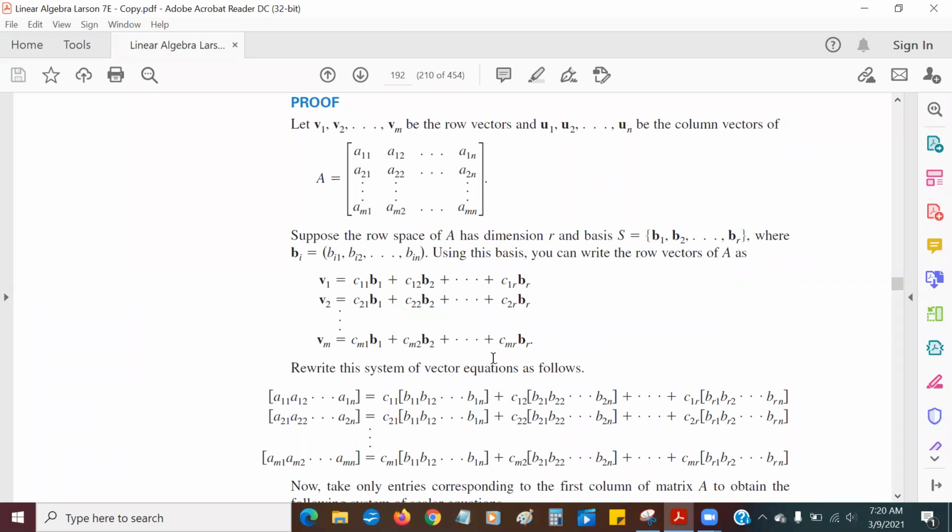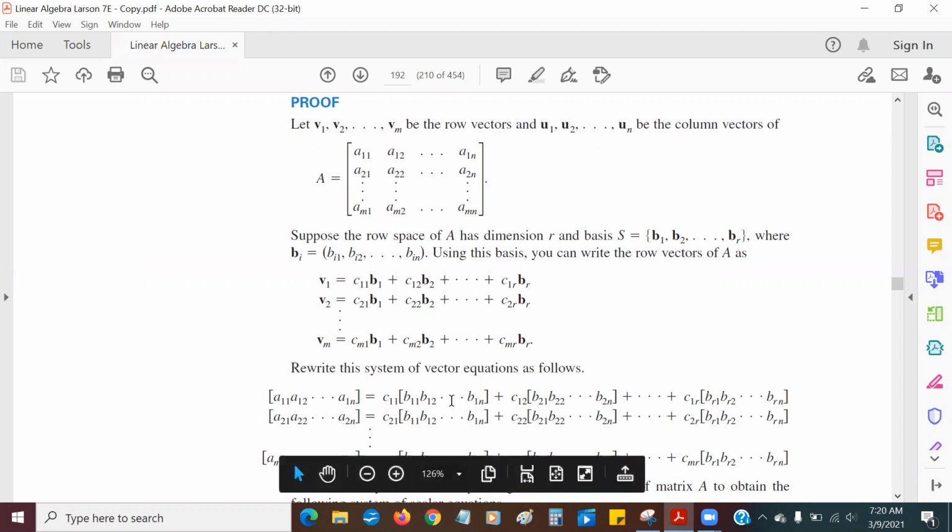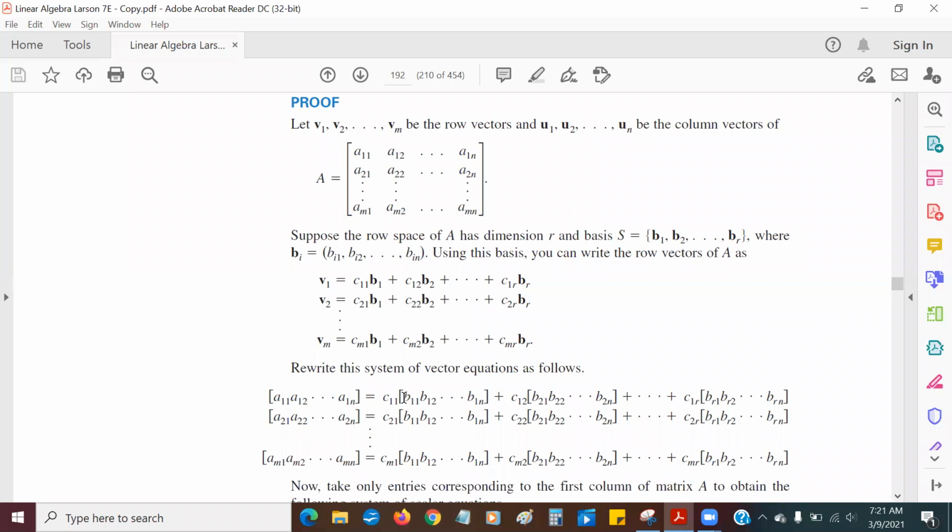So we're going to rewrite this system of vectors as follows. The first row, A11, A12, through A1n, is going to be C11 times B1, plus C12 times B2. All I'm doing here is writing what is down here the same as what I have here. I'm just writing out what B1 is. B1 is all those entries right there, and B2 is all those entries right there.